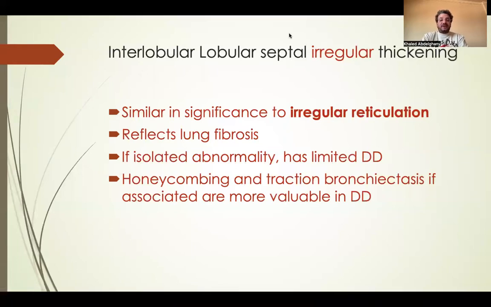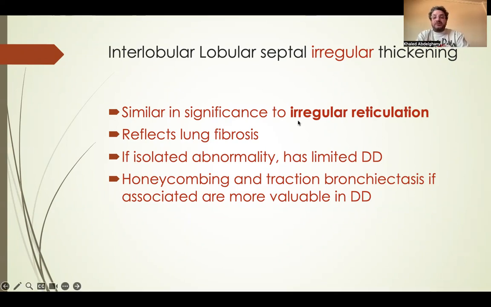In part 5, in the topic of HRCT reticular opacities, we are done with the smooth thickening of interlobular septa and the nodular interlobular thickening. Now we're going to talk about the irregular thickening. It's better to describe the irregular interlobular septal thickening by irregular reticulation.